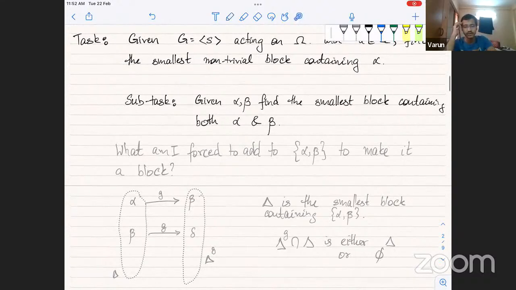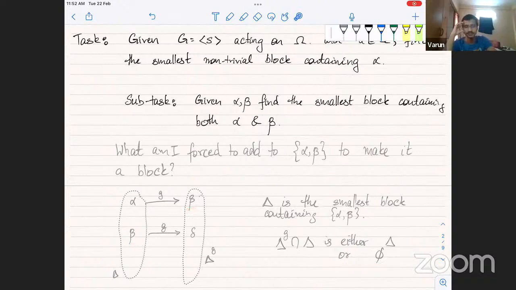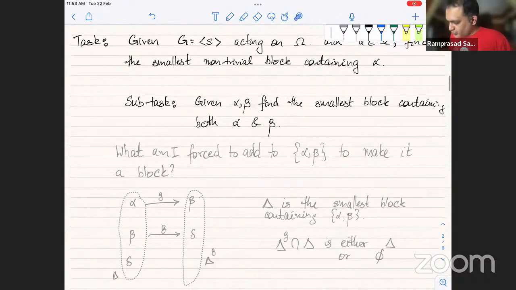Now, it's not empty, so I know it's not the empty set because beta seems to be common. So if it is not the empty set, there's only one option. This delta par G must be equal to delta. Which basically means you are forced to now take small delta into your block. Any block that contains alpha and beta must necessarily contain small delta. Right? Because you are forced to admit that delta par G and delta are the same because they have a non-trivial intersection. And that basically tells you that whatever new element you discovered right now must have been in the block that you began with.